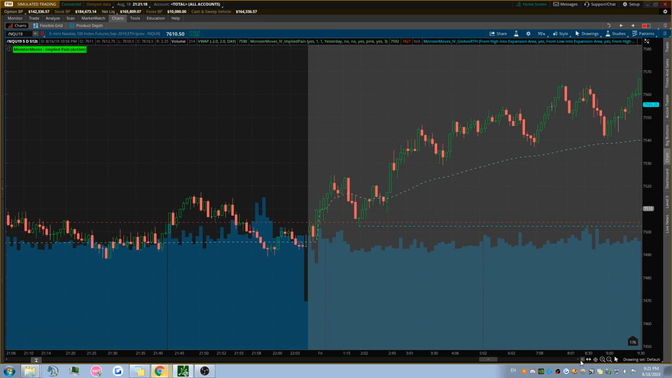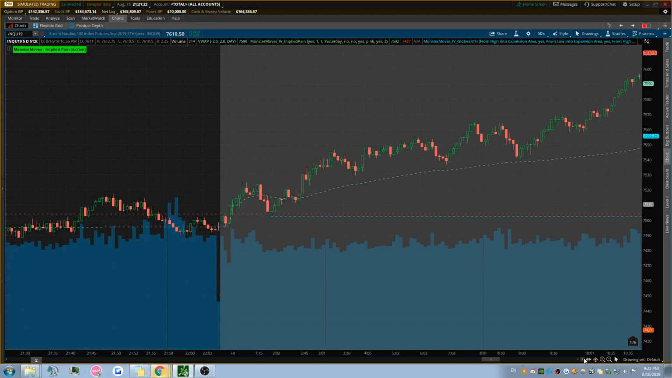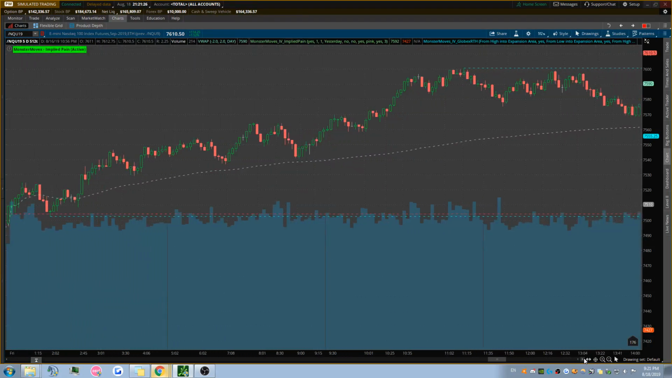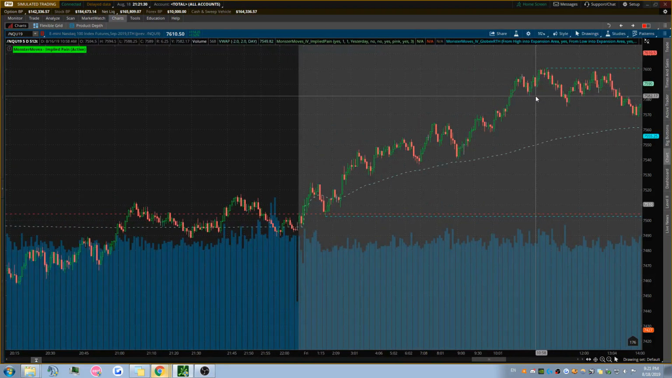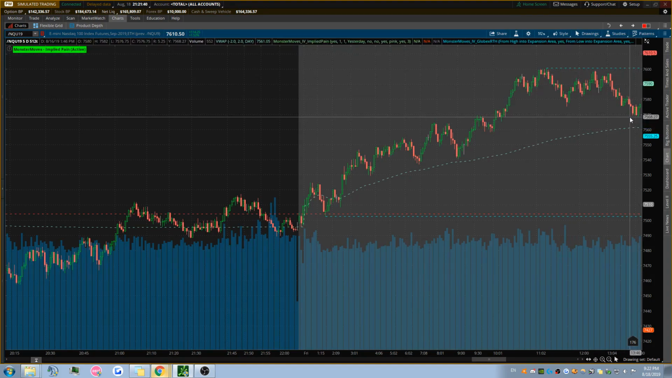Now I want to wait for it to lose the significant low that made the high. It lost it here. Lost. Fail to gain. Continue lower.